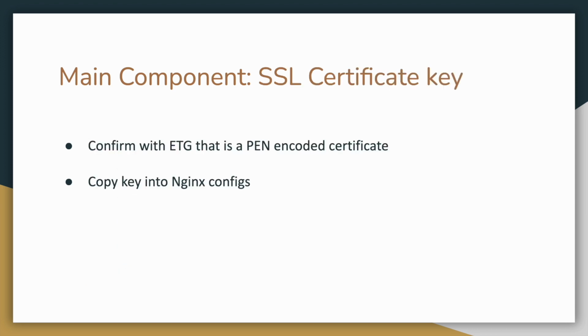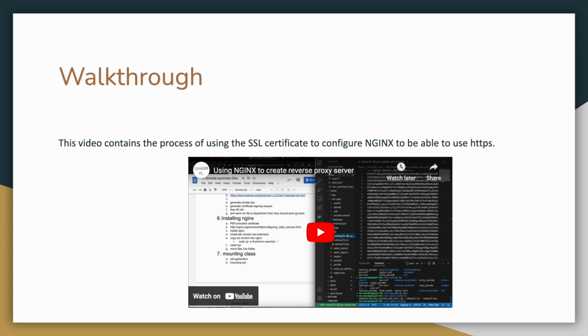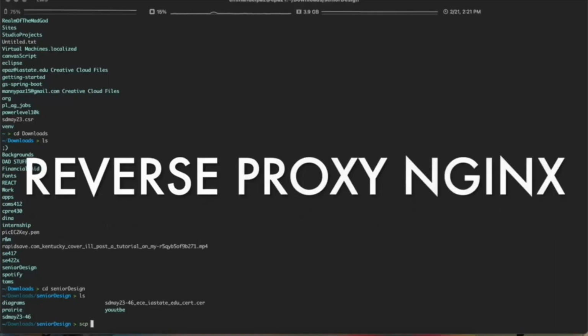And for the SSL certificate key, you're going to confirm with ETG that it's PEM encoded. It's a certificate, and you copy this key into the NGINX config files, or pretty much from your local machine into the VM. But I'll be going over that in the walkthrough too. So here's the walkthrough. It's just the process of using the SSL certificate to configure NGINX to be able to use HTTPS.